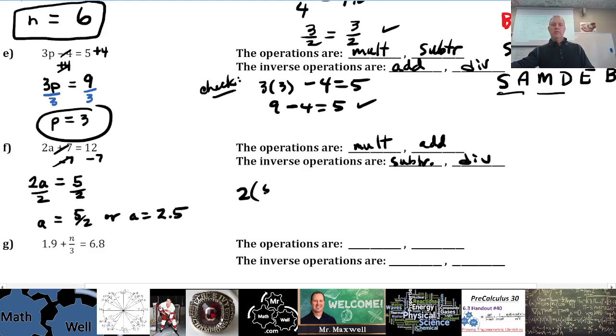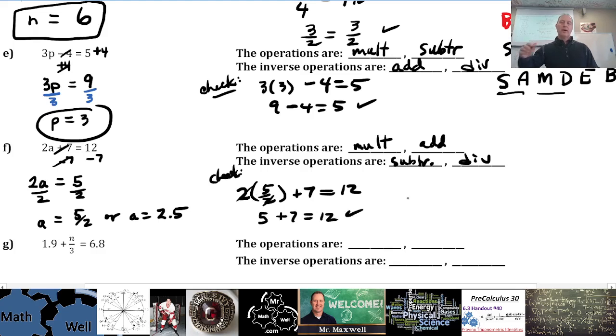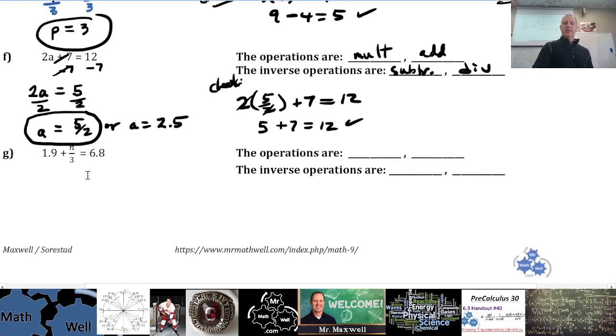So 2 times 5 over 2 plus 7 equals 12. To check, 2 times 5 over 2, those 2s cancel. We get 5 plus 7 equals 12, and that is absolutely correct. So here you go. It doesn't matter right now if you use fractions or decimals. I imagine decimals might be a little bit easier. Some of you might be referring to your calculator to do this. It's fine. Later, as we move through math, you're going to have to get more and more comfortable with fractions. But right now, I'm fine either way. And yes, you can use your calculator if you wish.